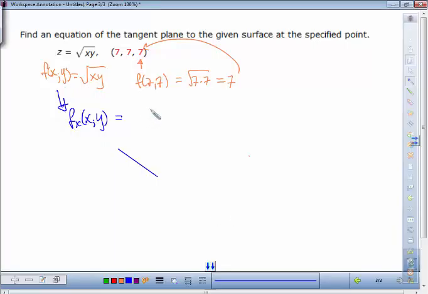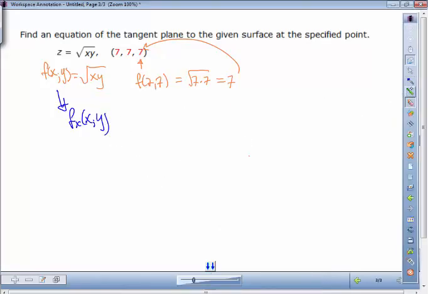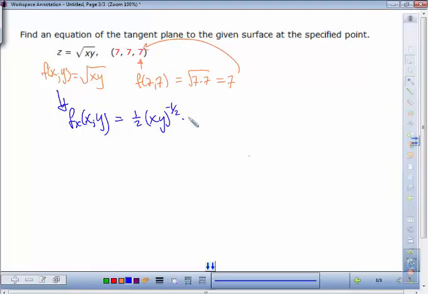It's going to be the derivative of the square root, which is 1/2 times this thing raised to the negative 1/2, times the derivative of the inside, the derivative of this with respect to x, where y is constant. What am I going to have out here?